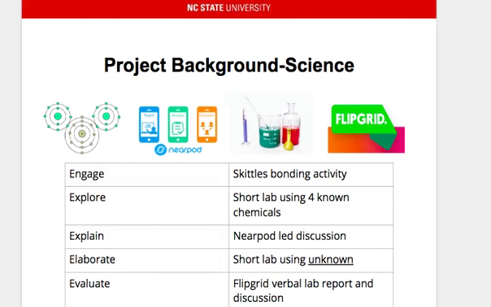The Explain section uses the platform Nearpod to lead class discussion about their lab results. They will use Nearpod to communicate the results and collaborate on brainstorming properties for each type of bond along with the reasons for each. During the Elaborate section, students work in new pairs to figure out if an unknown substance is covalent or ionic based on the same properties tested earlier in class.